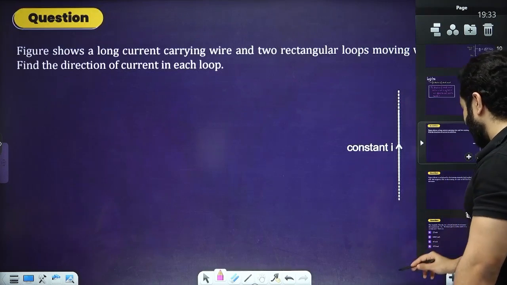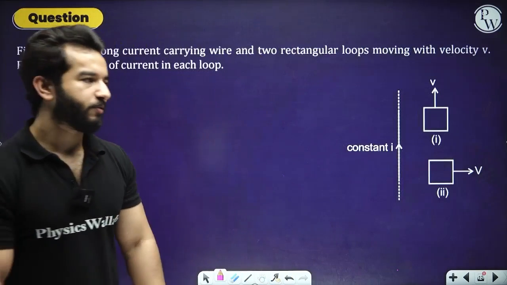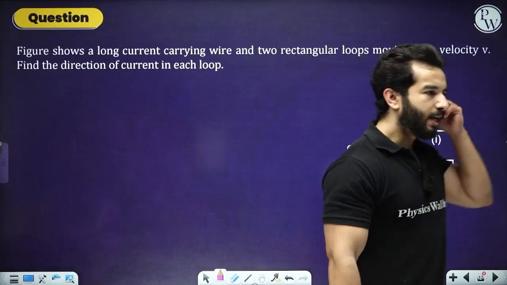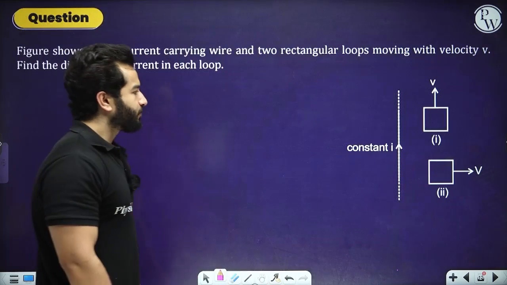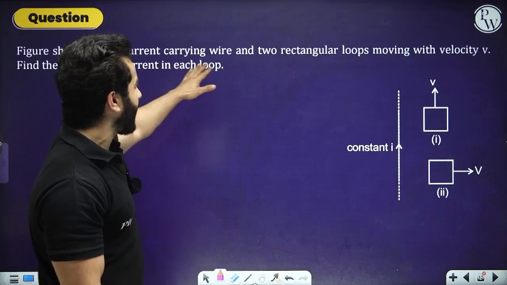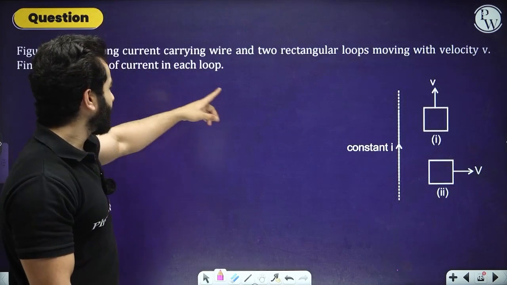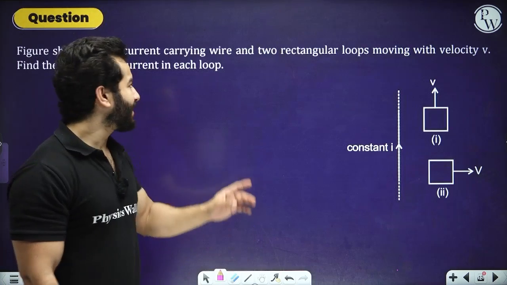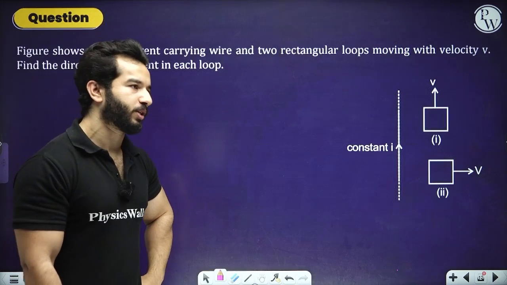Like for example, this one. Now I want you to pause this video right now and solve it by yourself. Good. Come on, let's quickly solve it. Quick, dosto. What do we have over here? We have a figure that shows a long current carrying wire and two rectangular loops moving with velocity v. Find the direction of induced current in each loop. They want us to find out the direction of induced current in each loop.